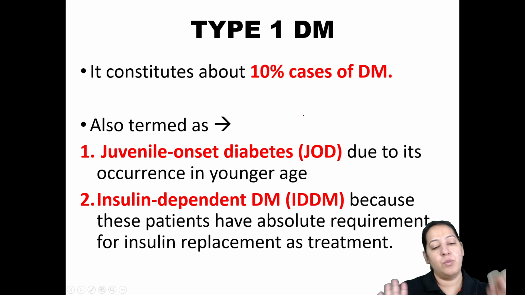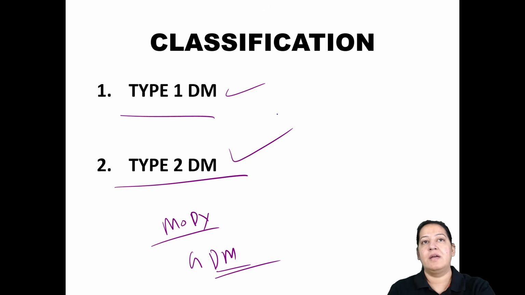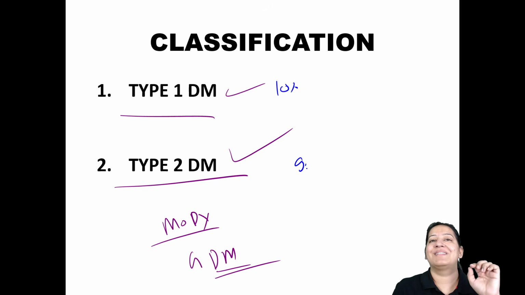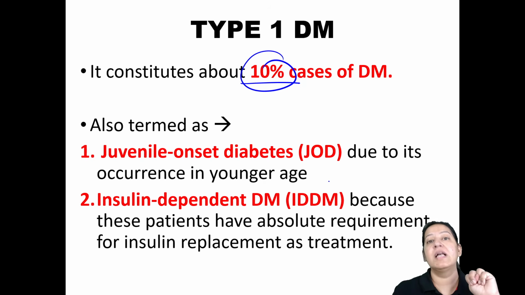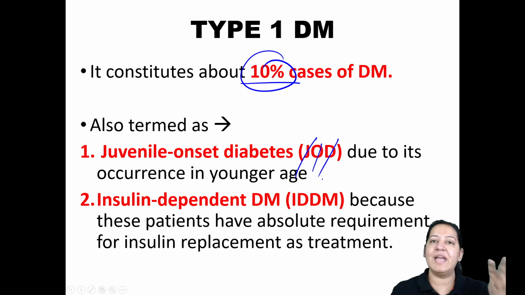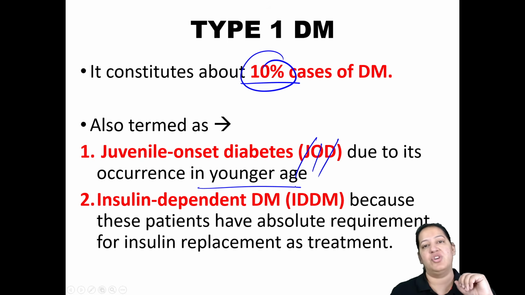Type 1 diabetes. What is the other name given to type 1 diabetes? Type 1 diabetes is only 10% and type 2 diabetes is 90%. Type 2 is very common, type 1 is rare. There are two names given to type 1 diabetes. It is known as juvenile onset diabetes because most commonly it is diagnosed at a younger age, adolescent age or juvenile age.